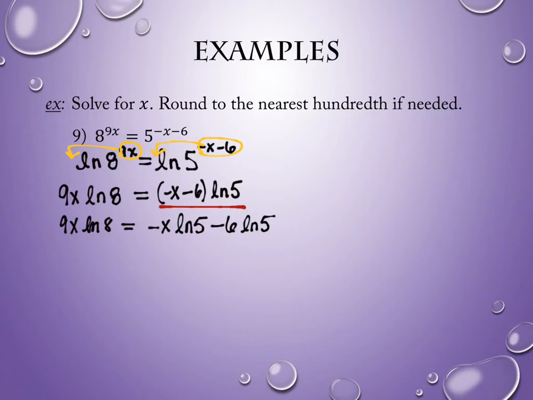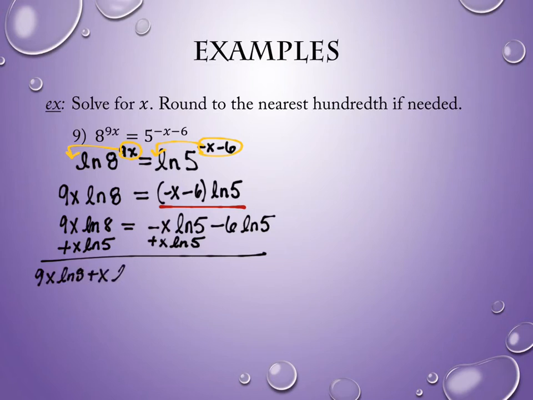Now I can actually move the x's to being on the same side. And I'm tempted to go to the left-hand side. I like to move things to the left when I can. It also makes it positive in this case. So we can add the x ln 5 to the left. I'm going to write this out. This is 9x ln 8 plus x ln 5 equals negative 6 ln 5.